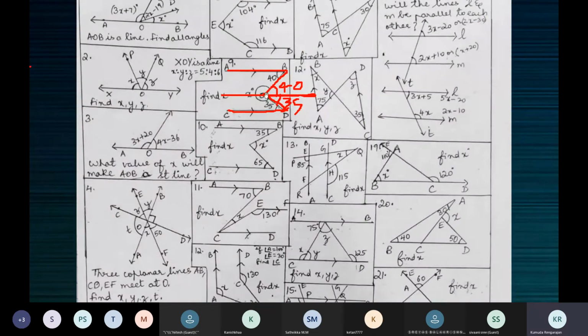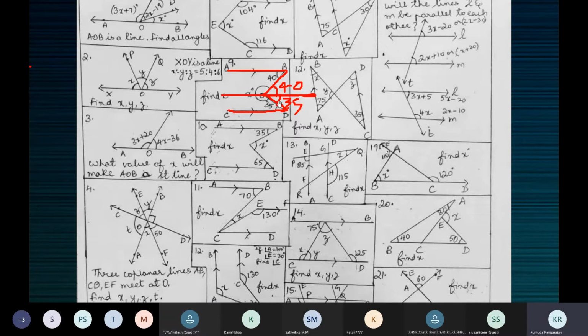Parallel line, transversal, parallel line, Z. See the Z, parallel line, transversal, parallel line. 40, 40. Alternate interior angles are equal. Parallel line, transversal, parallel line. This is 35, so this is also 35. Alternate interior angles are equal.